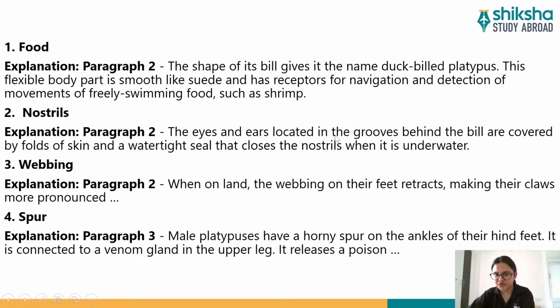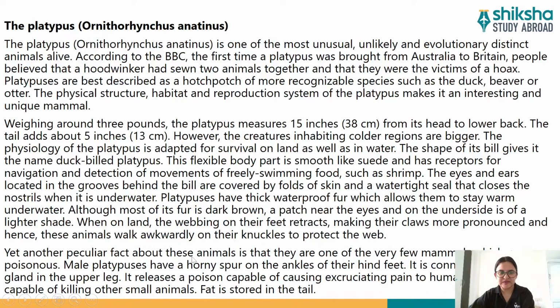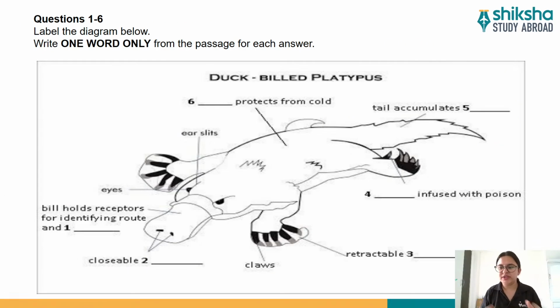The eyes and the ears located in the grooves behind the bill are covered by folds of skin and a watertight seal that closes the nostrils when it is underwater. Closes the nostrils. So again, we know that this part of the nose is known as nostrils. Now, later on when you rewatch the video, you can try to figure out the answers for the rest of the blanks by reading this passage which I have given for you. I am listing down the passages as well just to show you how you can locate the answer from the passage, and how the answers are given to certain kinds of questions in the reading paper.